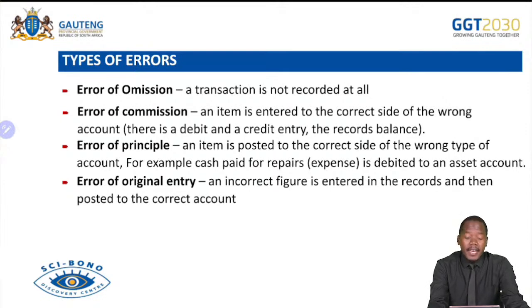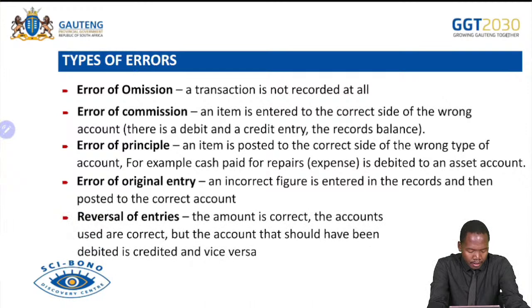Next one, we may have an error of original entry. An incorrect figure is entered in the records and then posted to the correct account. We will be looking at this. We'll refer back to what kind of an error this is. We may also have reversal of entries. The amount is correct. The accounts used are correct, but the account should have been debited, but it has been credited, or vice versa.